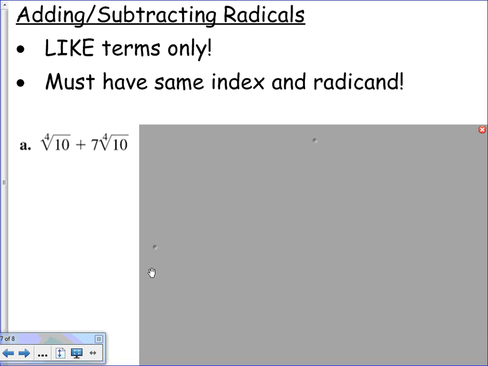4 through to 10 plus 7 4 through to 10. How many 4 through to 10s are there? 8. The leading coefficient to that very first 4 through to 10 is, there must be like a 1 there. And so all you're doing is adding 1 plus 7, and you're getting 8 4 through to 10. Okay. Notice, not 8 through to 20. Nothing happens with the radical. That is just a thing that gets added. Okay. I could buy 4 through to 10 at Walmart.